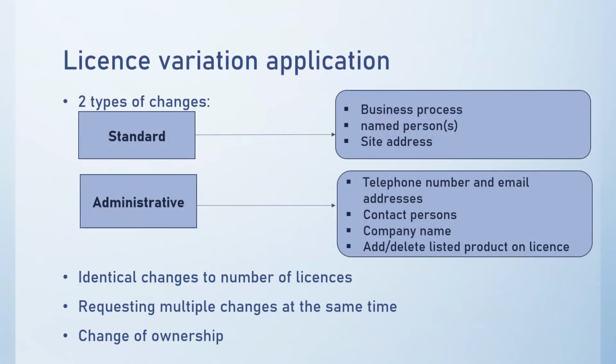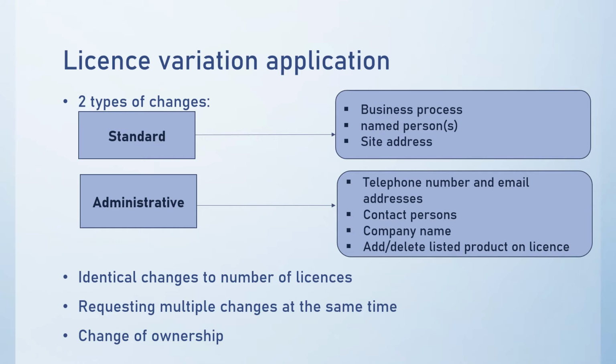License variation application. There are two types of license variation application, standard and administrative. Standard variation includes business processes, named person, site address. A standard variation may require an inspection and applicant may have to pay an inspection fee as well as the variation fee. Administrative variation includes telephone number and email address update, contact persons update, company name, add or delete listed product on the license.